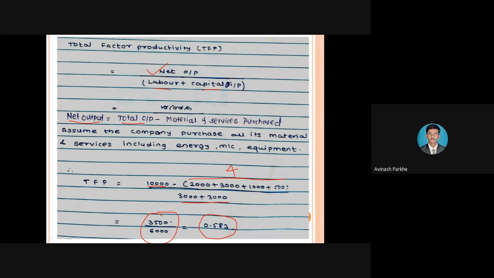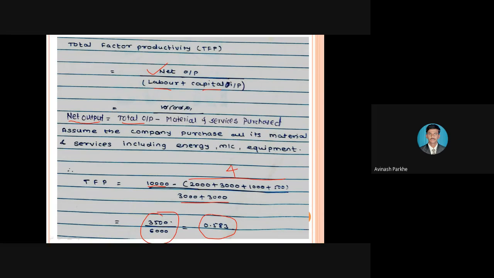So like that we have to calculate the TFP, which is equal to net output divided by labor plus capital input. Please keep in mind, net output means total output minus material and services that can be purchased. Whatever material, equipment, other services, some labor, some energy we can purchase, those purchasable components we have to subtract from the total output, and whatever value remains from that subtraction will be considered the net output. And if I divide this net output by labor plus capital input, you will get the total factor productivity.